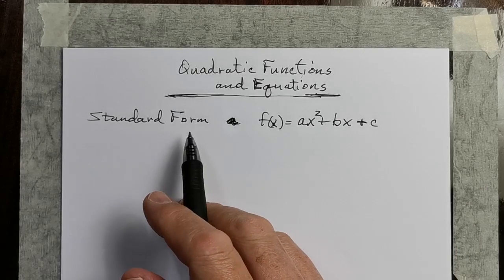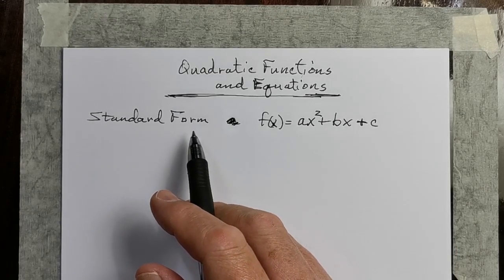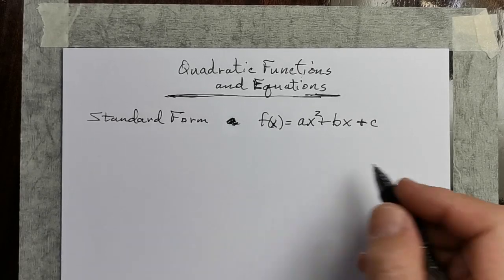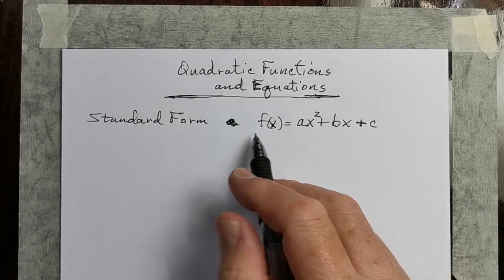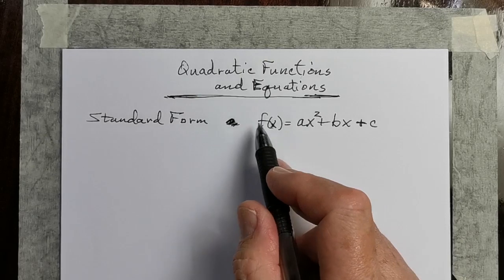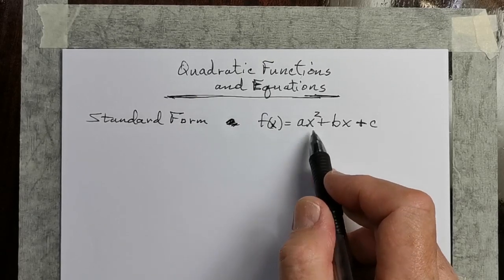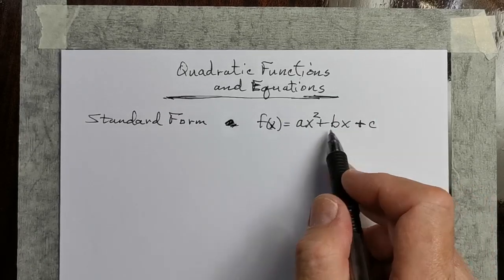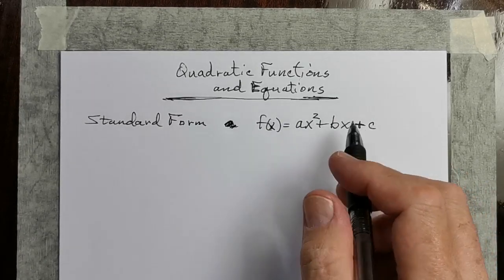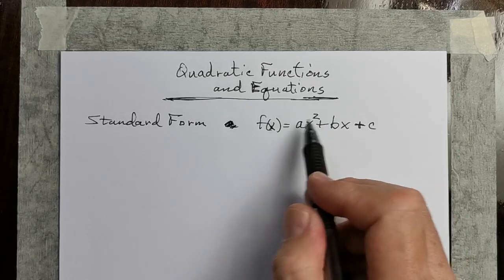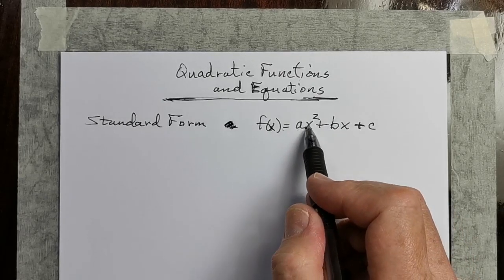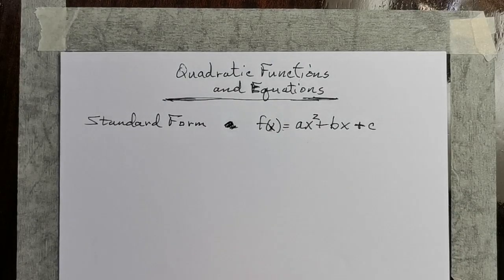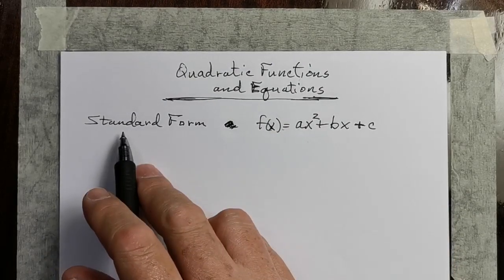So the standard form of a quadratic equation, you already know that it's ax squared plus bx plus c, and in this case, we set it equal to f of x, a function of x, being ax squared plus bx plus c, where a, b, and c are each constants. These two here are the coefficients. This one, a, is the coefficient of x squared, b is the coefficient of x, and c is a constant that's added onto the end. So this is standard form.